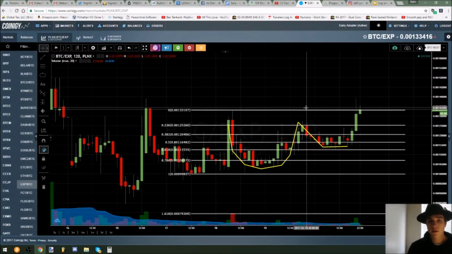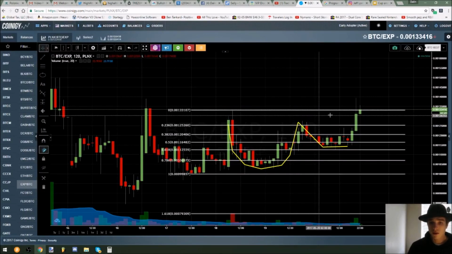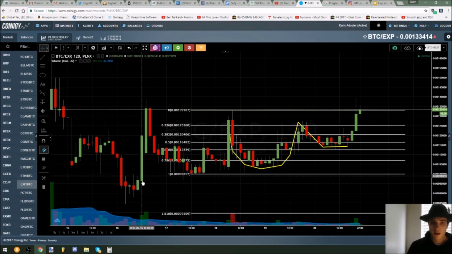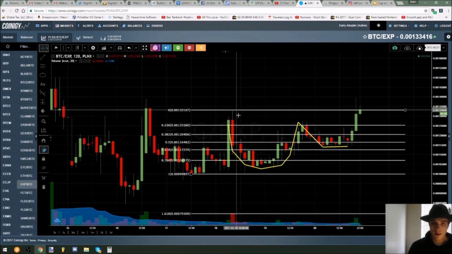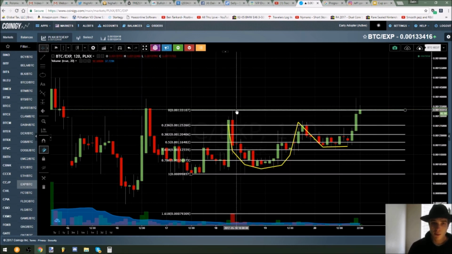Alright, here's the live example in Expanse. This is a cup and handle formation that formed over a few days here. These are 2-hour candlesticks. As you can see, this is the retracement right here, meaning that from here to here, this is a 50% pullback. As you can see, from the lowest point to the highest point.